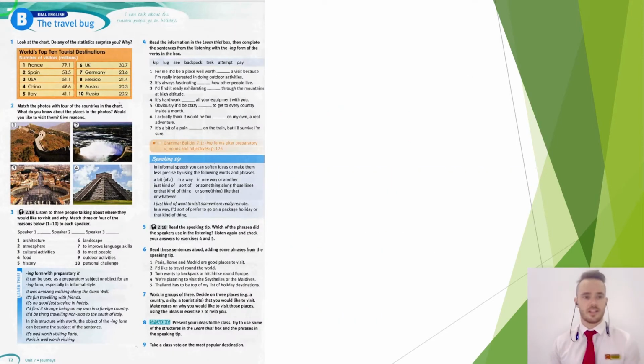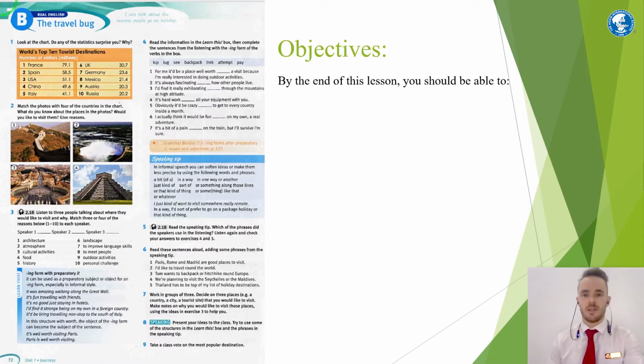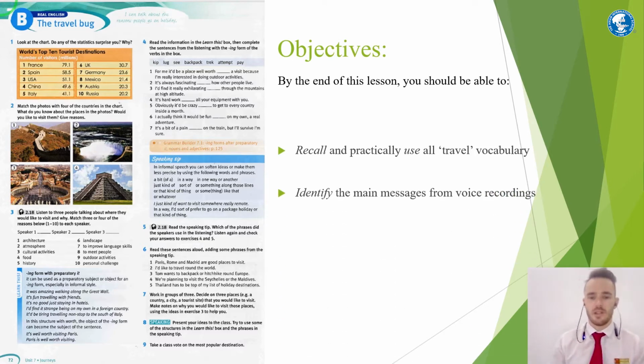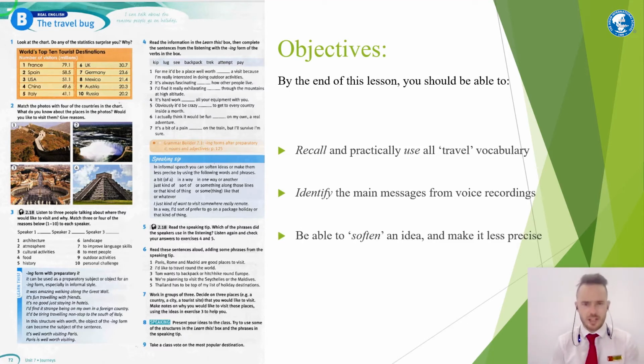Okay, let's get started. So, this is the page we should be looking at if you've got the textbook. Our objectives today are, by the end of the lesson, you should be able to recall and practically use all travel vocabulary. This will include a review of last week's vocab towards the end. We also need to be able to identify the main messages from some voice recording. This is the listening section. And lastly, the third one, to be able to soften an idea and make it less precise.